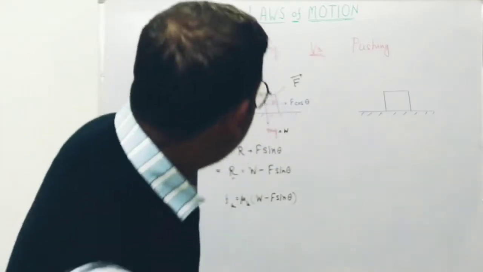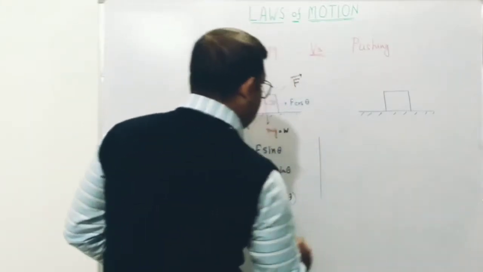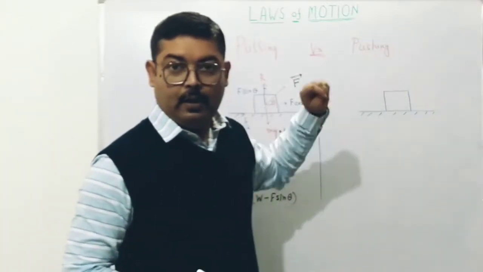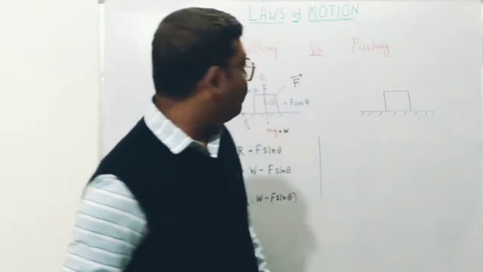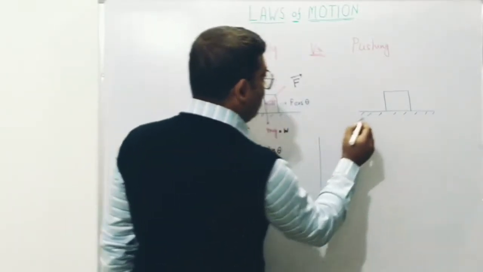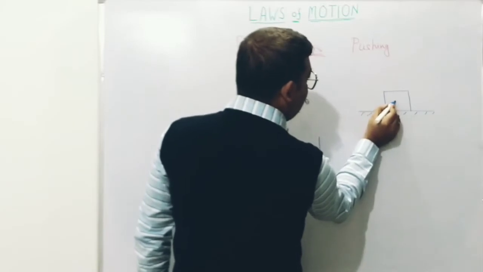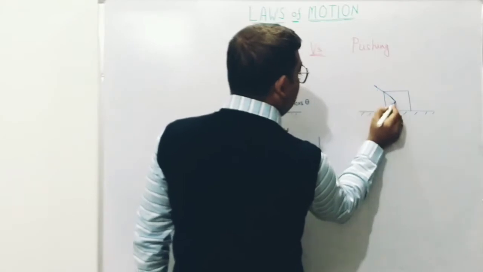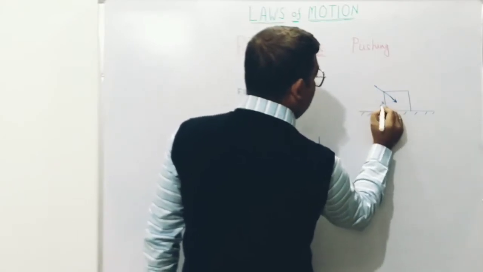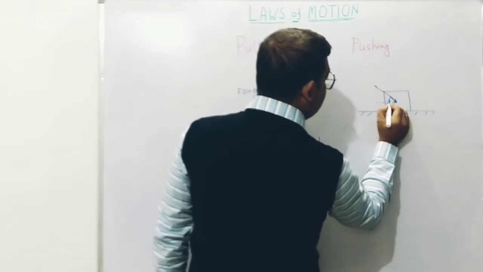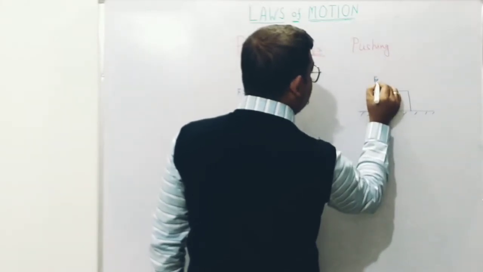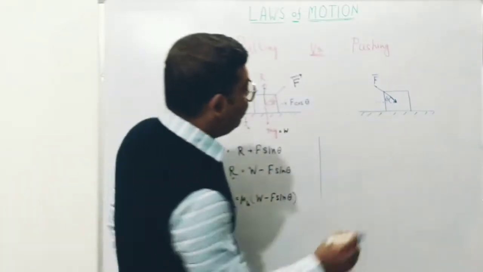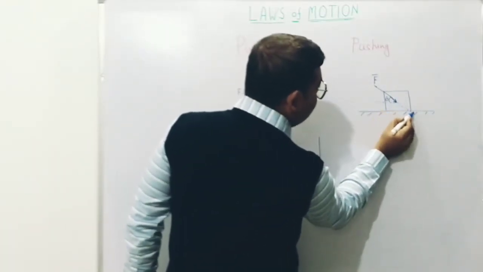Now if we consider the other case, wherein instead of pulling the object, we push the object with the same force, making the same angle with the horizontal. That is to say, now we are applying a force in this downwards direction, and this is the horizontal, this angle is theta, and the applied force still is F. However, it is now in the downwards direction. So the force will be like this, in this direction.